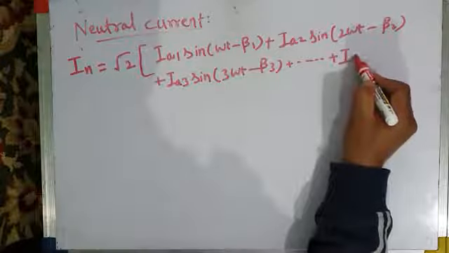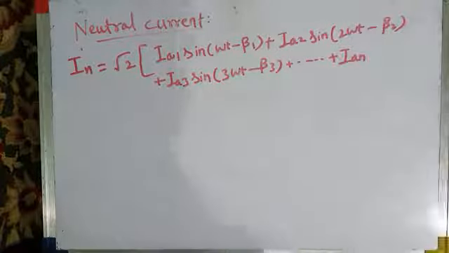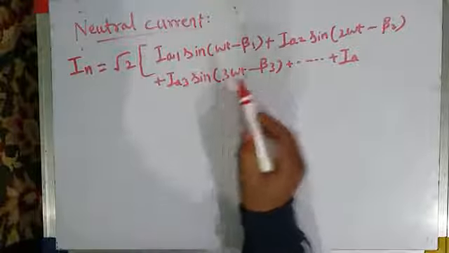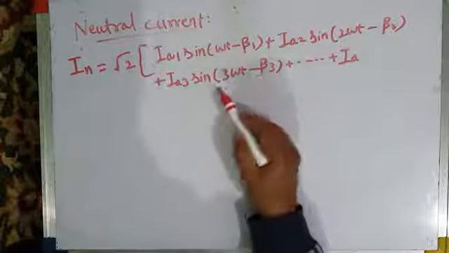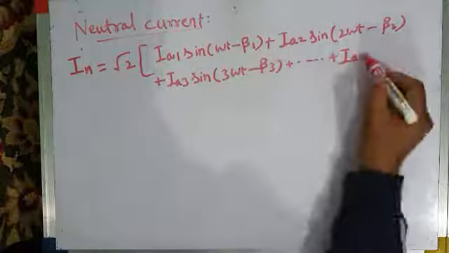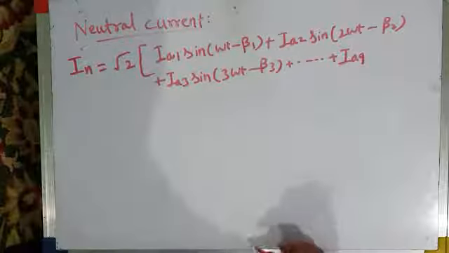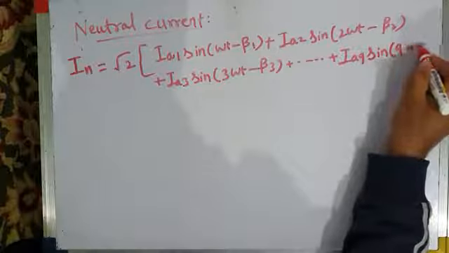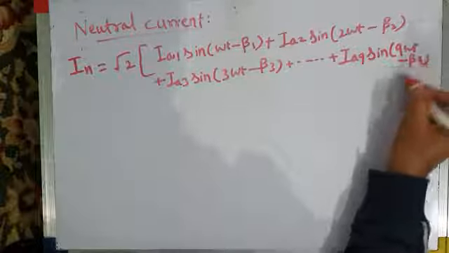Then there will be IA4 plus IA5, the fifth harmonic component, plus the sixth harmonic component, plus the seventh, plus the eighth, plus, say, the ninth harmonic component, IA9 sine of 9 omega t minus beta 9, plus so on.